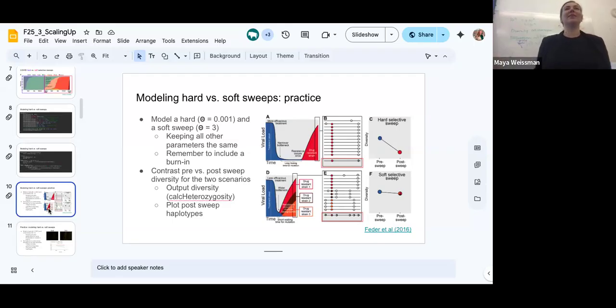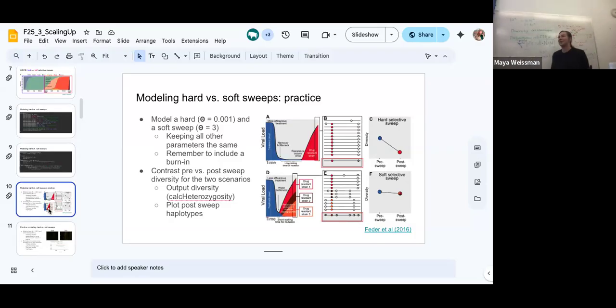So what are stochastic simulations? Sure, partial sweeps. Maybe try switching it from a partial sweep to a complete sweep and see what happens. If you had beneficial mutations from the beginning, that's definitely going to give you weird stuff.